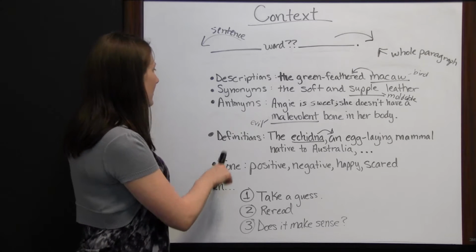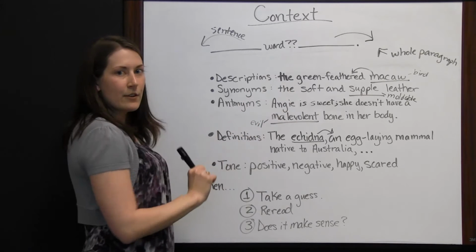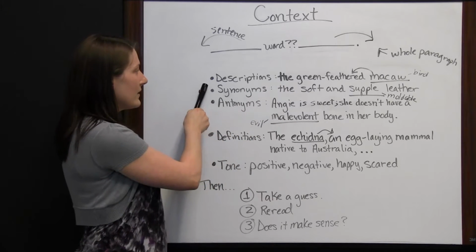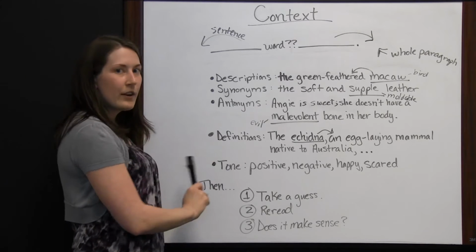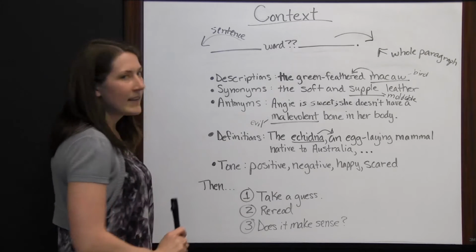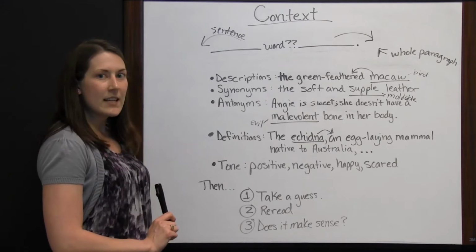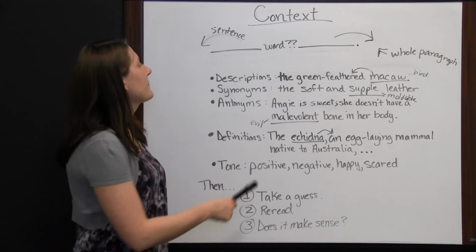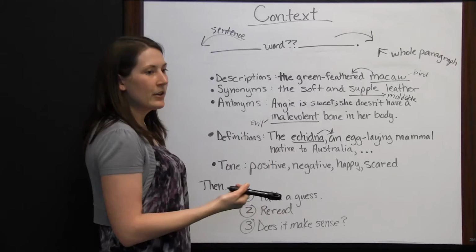So once you've looked at clues and you've tried to figure out, looking before and after the sentence your word is in, looking at the whole paragraph, seeing if you can find a description, a synonym, an antonym, a definition, or figure out the tone surrounding that unfamiliar word, you want to take a guess as to what the word means. And then you want to reread the sentence to see if it makes sense to you and ask yourself, does it make sense? So if we were to insert bird here, the green feathered bird.